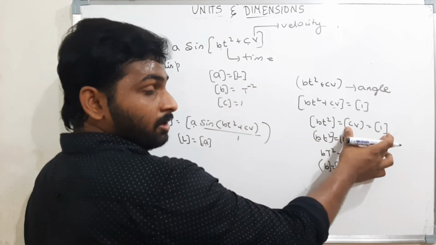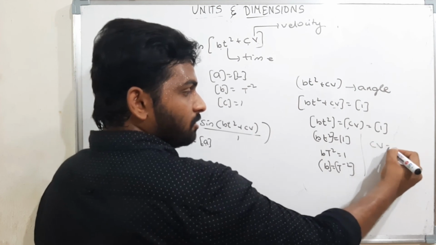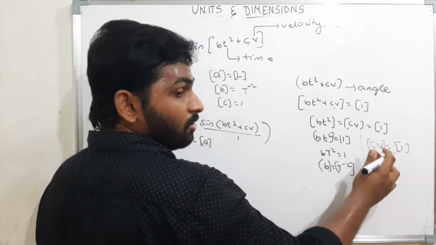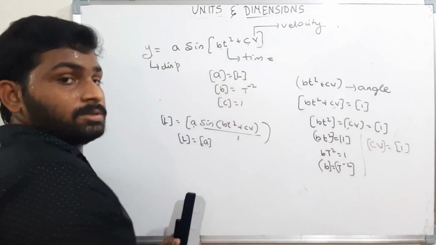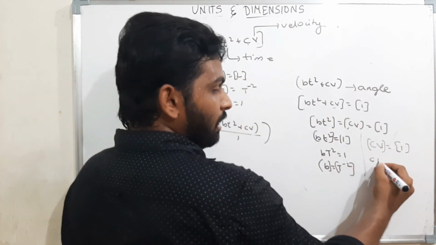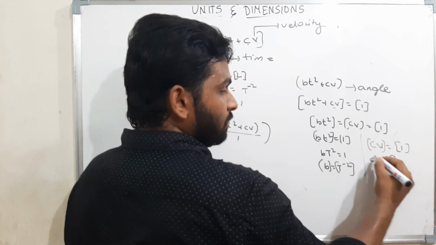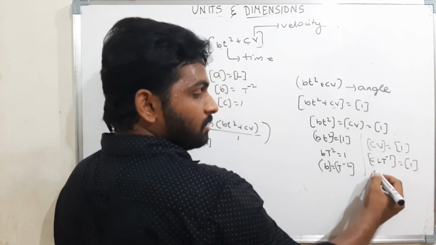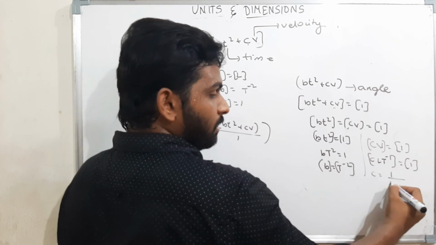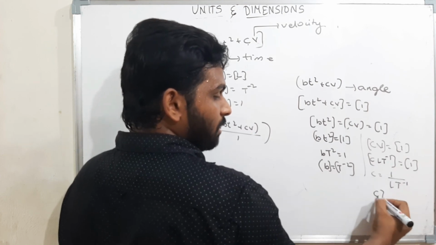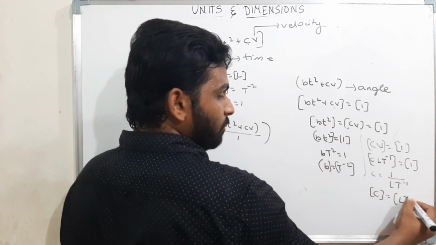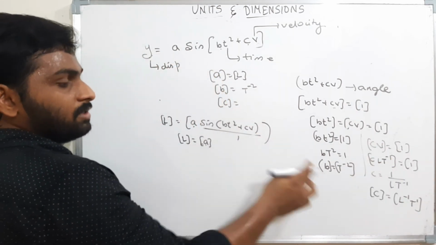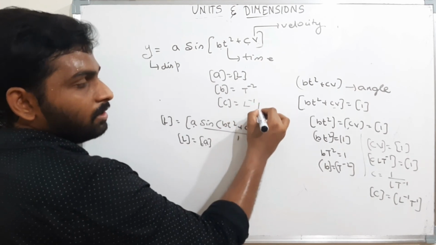Now, I am equating the other term. cv is equal to 1. The dimension formula must be the same. Where c is a constant and v is the velocity, c into L t power minus 1 is equal to 1. When will this be 1? When c is equal to 1 by L t power minus 1. That is, c is nothing but L power minus 1 t power 1. Therefore, the dimension formula for c is L power minus 1 T power 1.